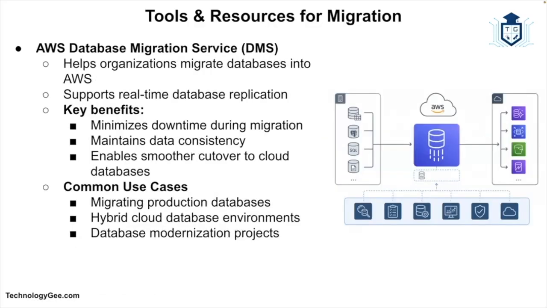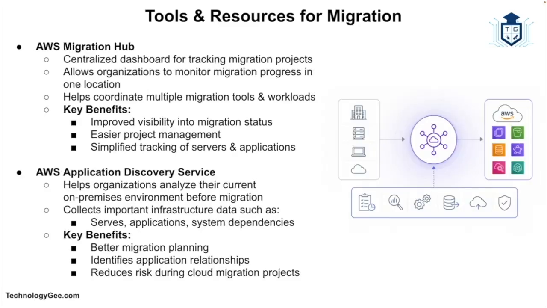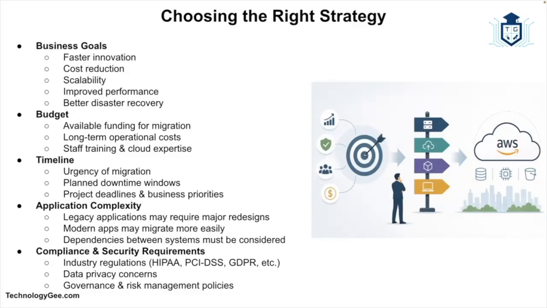You have what is called database replication. So migrating databases, this is a big deal. And AWS provides services like AWS Database Migration Service, which allows you to replicate data in real time, minimize downtime, and ensure data consistency. Then there's the AWS Migration Hub, and this tool helps you track your migration progress in one place. So think of it like a dashboard for your entire migration project. You also have AWS Application Discovery Service, and this helps you understand your existing environment by collecting data about your servers, applications, and dependencies.